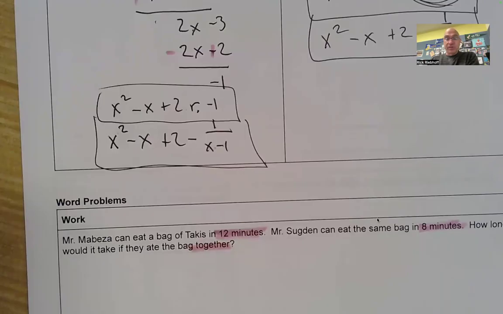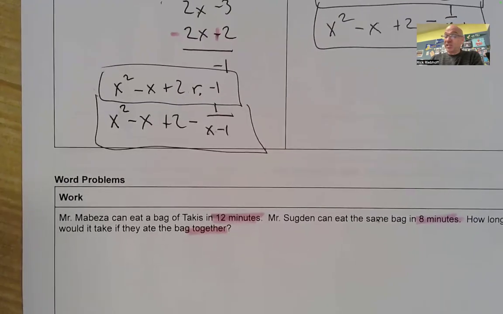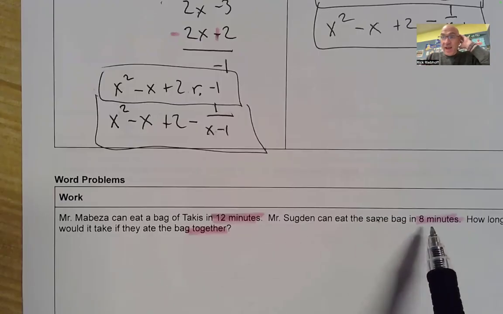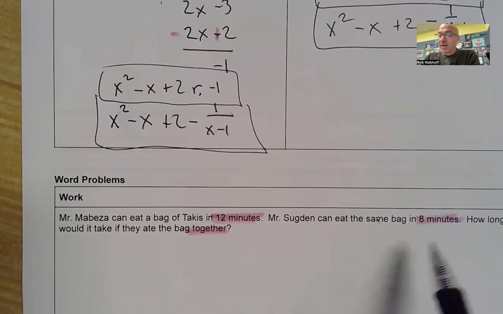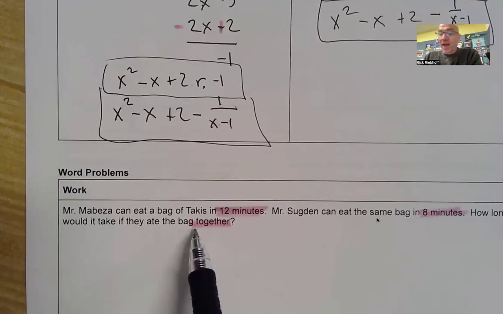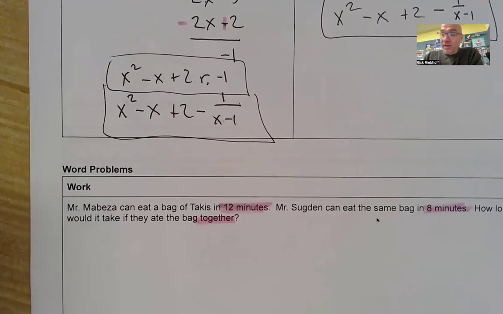Working together, right? So Mr. Mabeza can eat a bag of Takis in 12 minutes. So if he has 12 minutes, he will eat one whole bag. Mr. Sugden can eat the same bag in 8 minutes, so if he works 8 minutes on those Takis, he's going to have one bag done. How long would it take if they ate the bag together? So they're going to be working together.